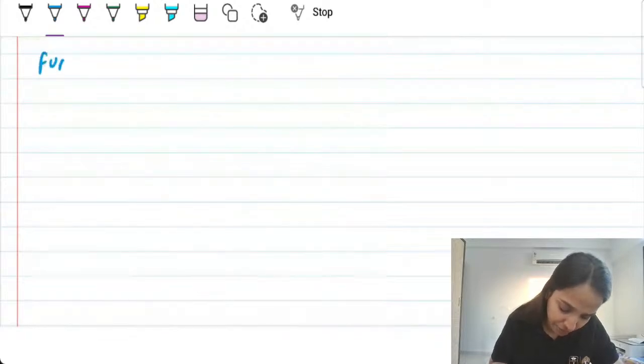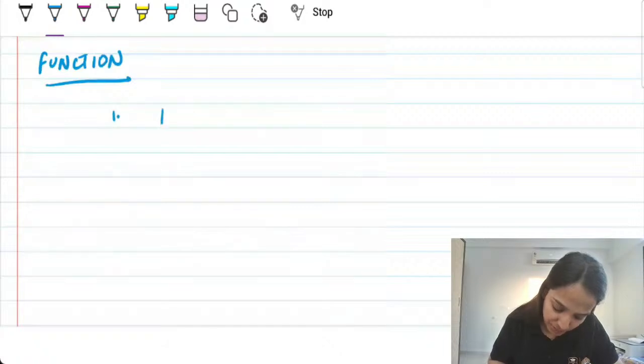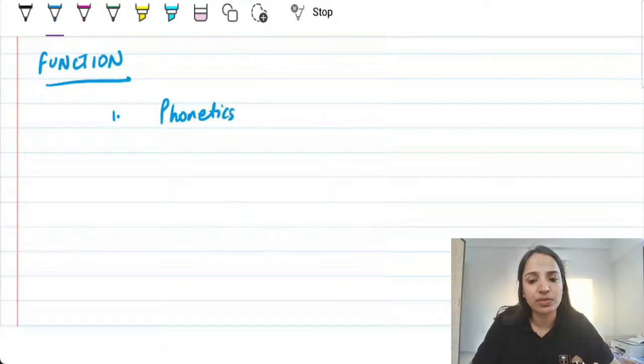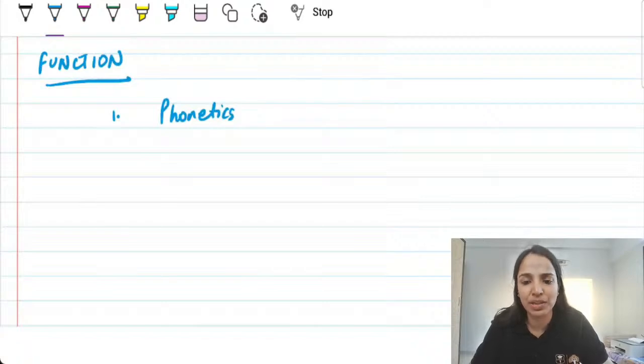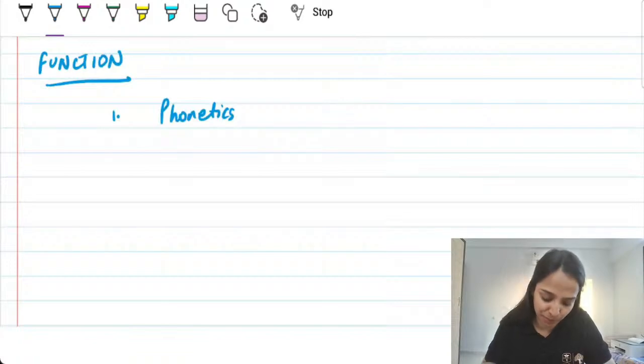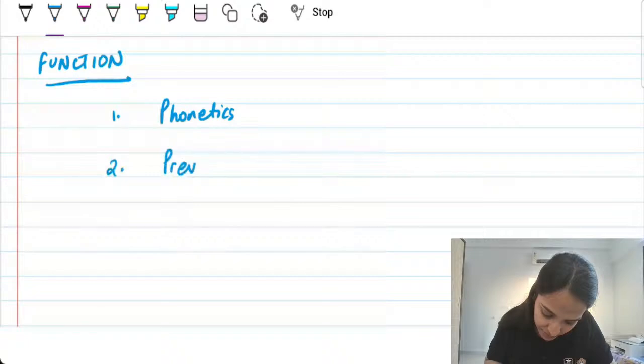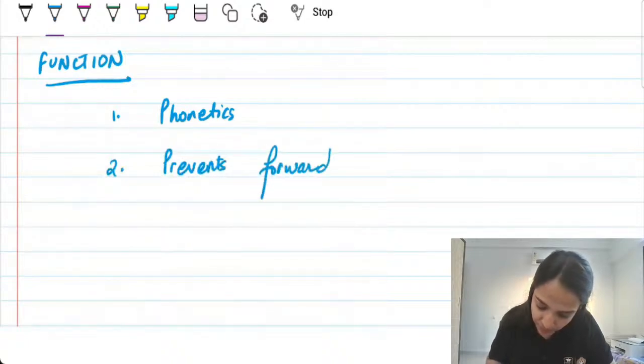What is the function of rugae? The first function is most important, phonetics. There are a lot of sounds, your linguopalatal sounds, that will make positive contact at the anterior part of rugae, which is why the correct sound is produced. So most important is phonetics. Second, it prevents forward slipping of denture.